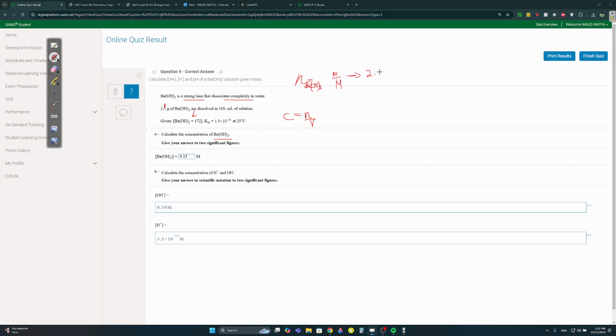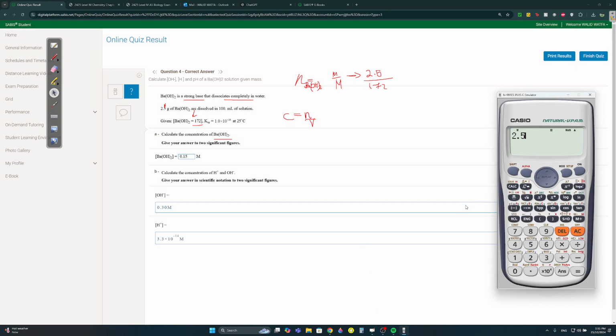The mass is 2.5 grams. Remember, in chemistry, we keep it in grams, not kilograms. Physics is kilograms. 2.5 over the molar mass, 172. 2.5 divided by 172, let's just round this to 0.015. This is the moles. Divided by the volume, which is 100 ml, so 0.1. You divide, you get 0.15. They said 2 SF, so round this to 2 SF, you get 0.15.